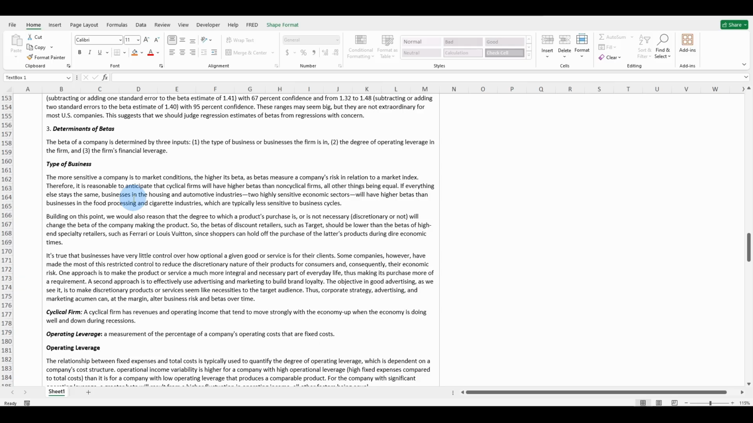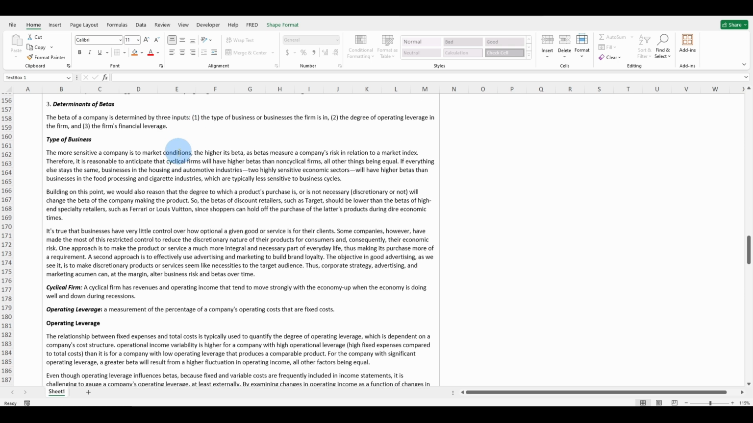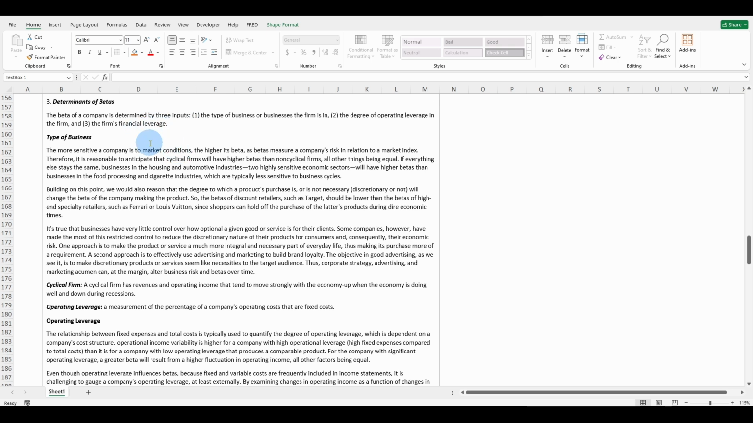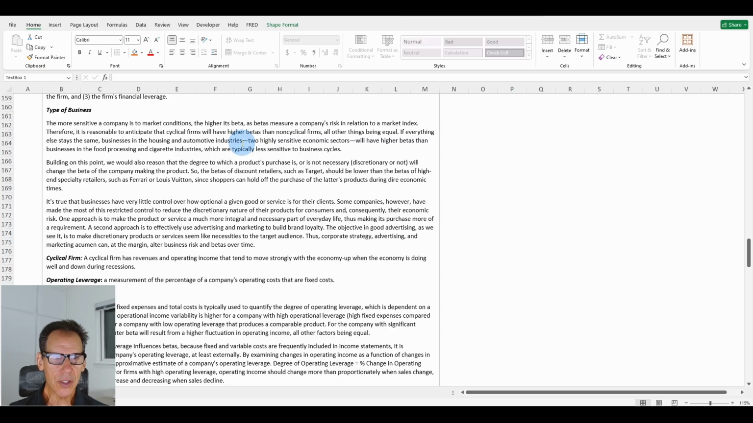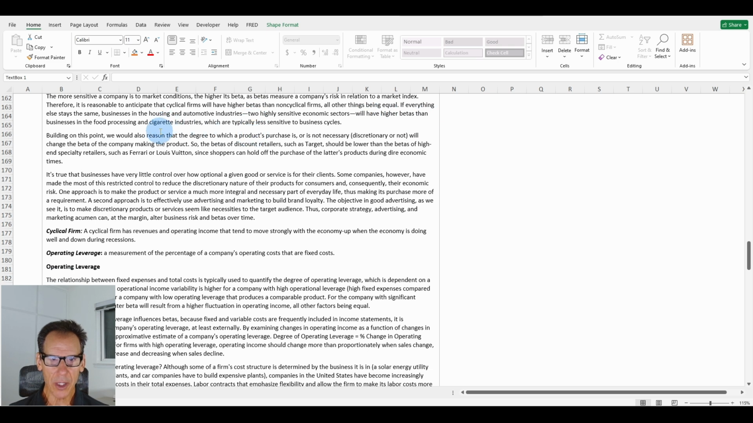Determinants of beta. The beta of a company is determined by three inputs: the type of business or businesses the firm is in, the degree of operating leverage in the firm, and the firm's financial leverage. Types of business: the more sensitive a company is to market conditions, the higher its beta, as beta measures a company's risk in relation to a market index. Therefore, it is reasonable to anticipate that cyclical firms will have higher betas than non-cyclical firms, all other things being equal. If everything else stays the same, businesses in the housing and auto industry, two highly sensitive economic sectors, will have higher betas than businesses in the food processing and cigarette industry, which are typically less sensitive to business cycles.